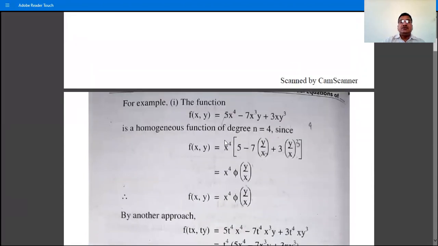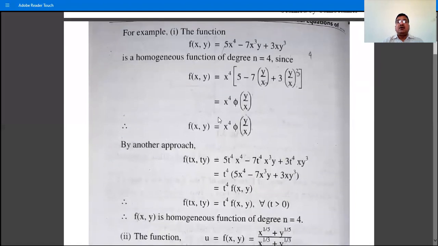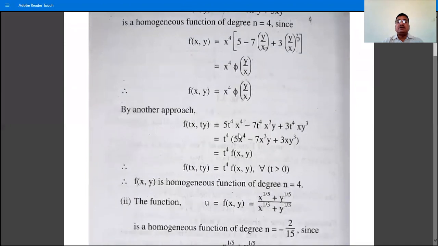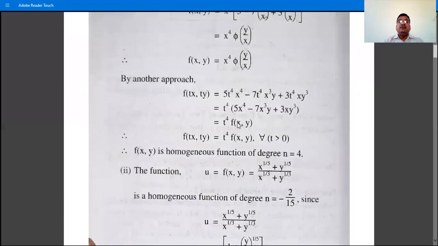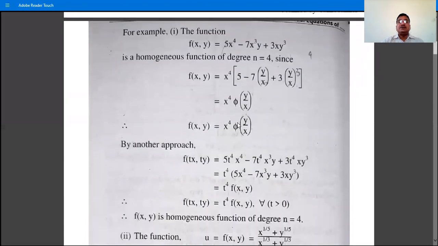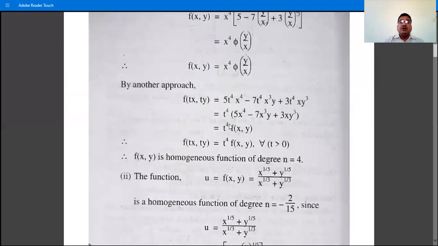So we can check whether the given function is homogeneous by using three approaches. Either check whether the addition of powers of x and y in each term is equal to n, or whether f of xy can be expressed in the form x raised to n phi of y by x, or we can check whether f of tx, ty can be expressed in the form t raised to n f of xy. So we have three definitions, three approaches to check whether the given function is homogeneous or not.